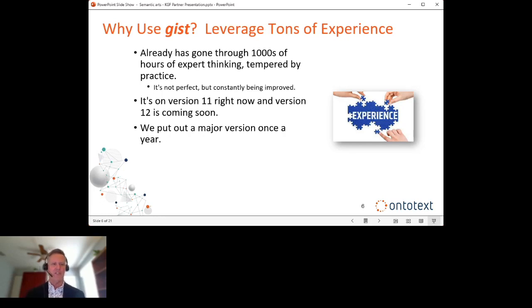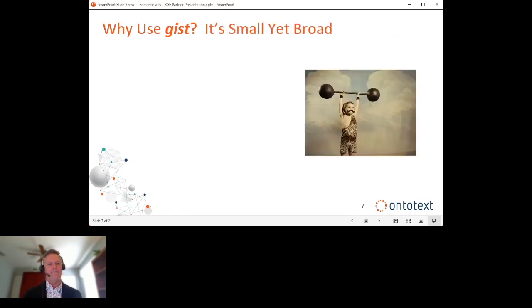GIST is not perfect, but it's constantly being improved. It's on version 11 right now. Actually, at the time I wrote this slide, that was true, and now 12 is out. But anyway, we have new versions coming out about once a year. Because it's not perfect, we continue to try to improve it more and more. But it has a lot of ontologist experience involved in it. And this, plus the previous point, are some of the key reasons to use it.